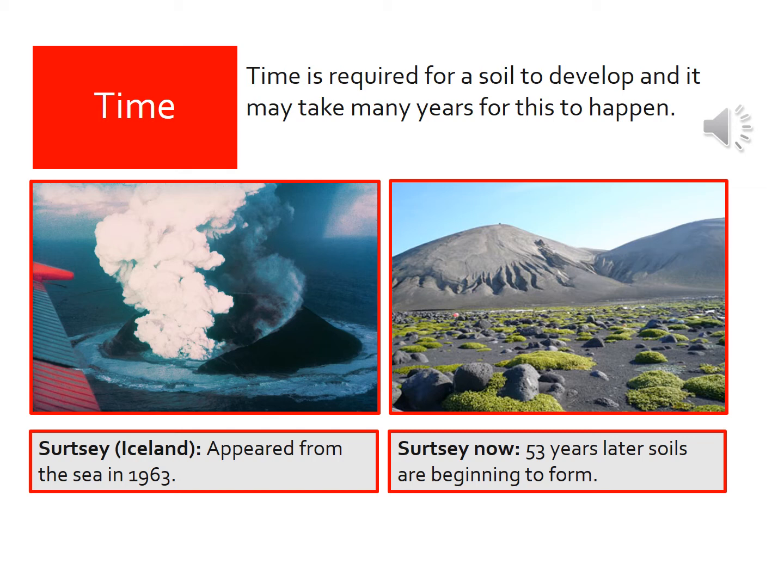The picture at the bottom represents Surtsey. Now, Surtsey is in Iceland. Surtsey was an underwater volcano that erupted in 1963, broke the surface of the ocean and formed a new piece of land. 53 years on, in the picture on the right, you can see that we've now got plants colonising the surface of Surtsey. So for plants to be able to colonise, there must be some nutrients there and some soil formed. So that's taken 53 years for some sort of plant life to be there. Alright, so time is the first one. So time is a requirement for soil to form.